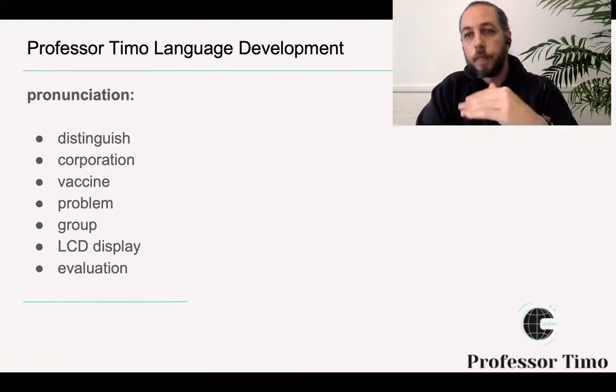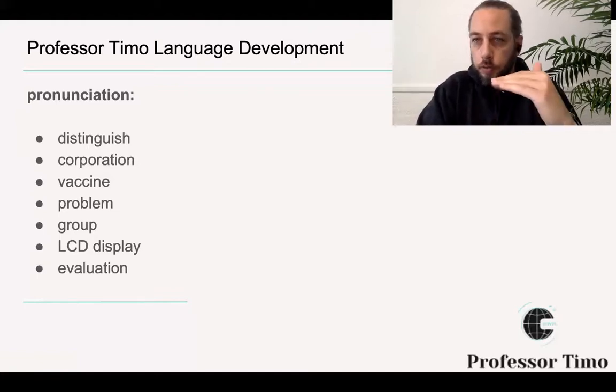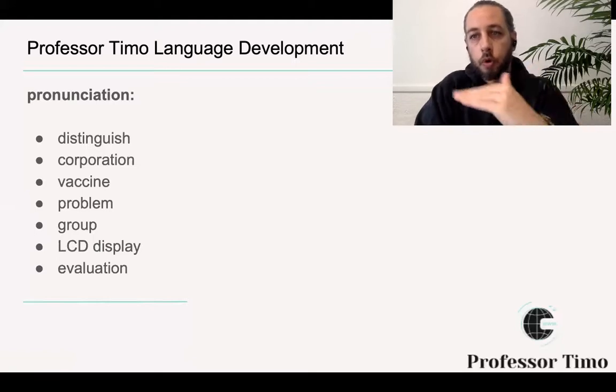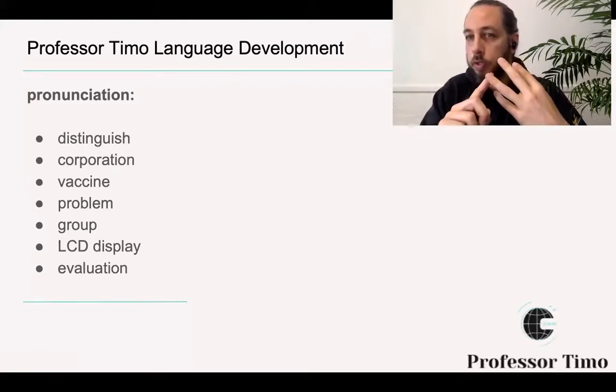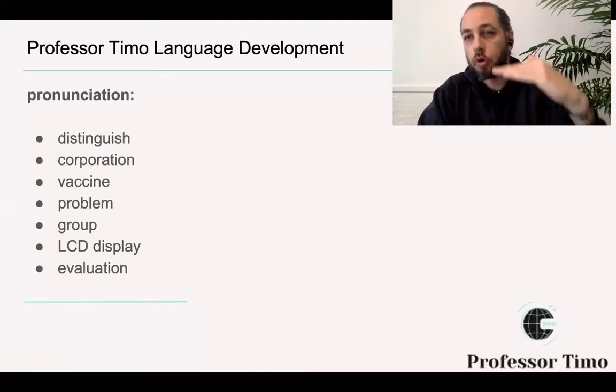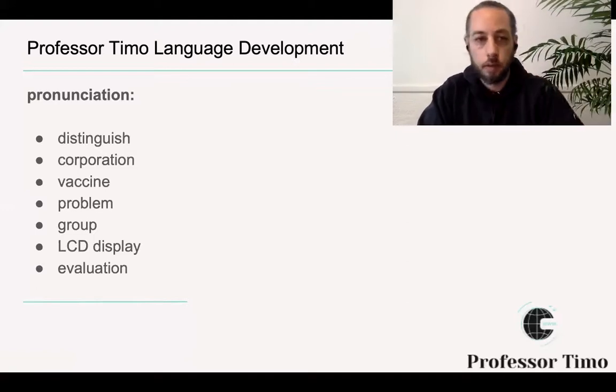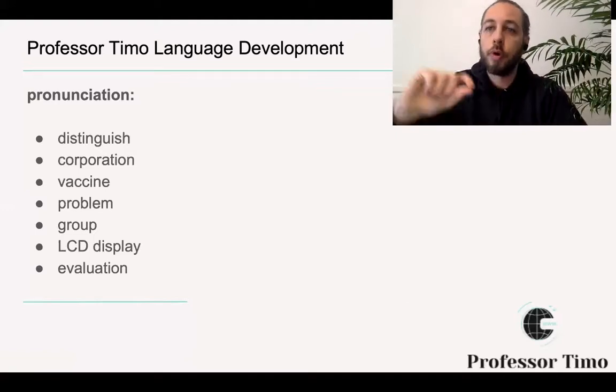Okay. Next, let's try another technique. Let's use our hand. Corporation. So that's a 4-syllable word. The third syllable is stressed. Corporation. All right, repeat after me. Corporation.